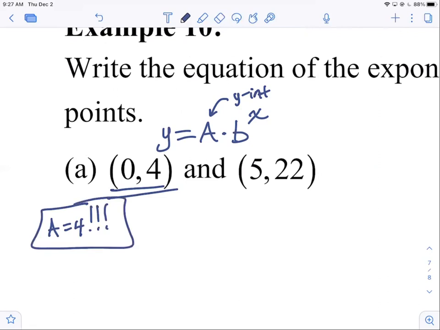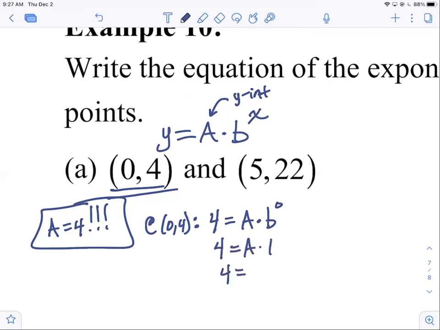Yay. Now, what if you didn't make that connection? Is there another way to do it? Yes. Let's plug it in at the point (0, 4). We're going to plug in a 4 for y and a 0 for x. You get 4 equals a times b to the 0th power. And what is b to the 0th power? 1. And what's a times 1? A. So there you go. You get a equals 4. It's just a little bit faster if you realize right away.